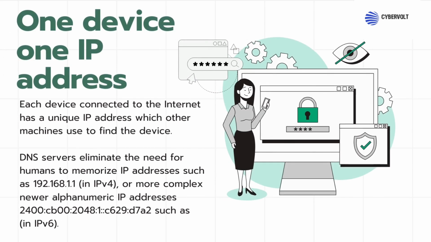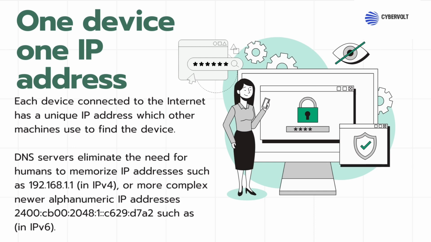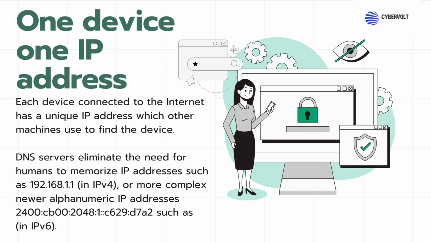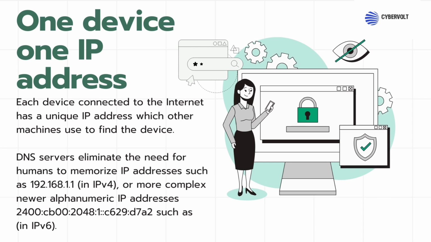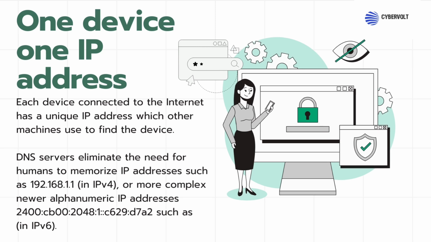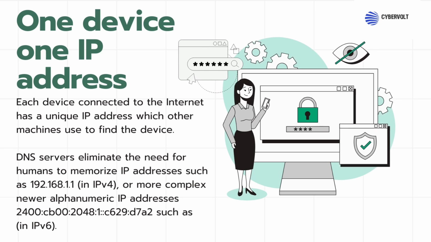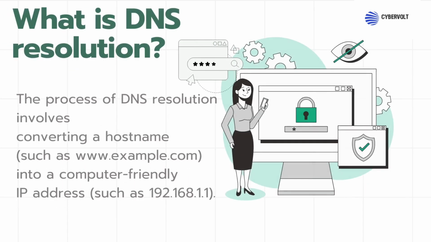Each device connected to the Internet has a unique IP address which other machines use to find the device. DNS servers eliminate the need for humans to memorize IP addresses such as 192.168.1.1 in IPv4, or more complex newer alphanumeric IP addresses such as in IPv6.